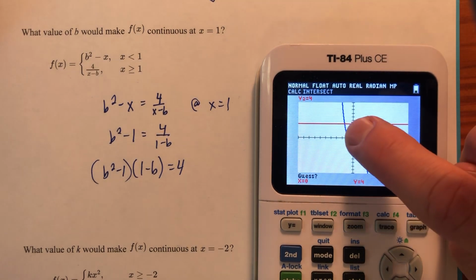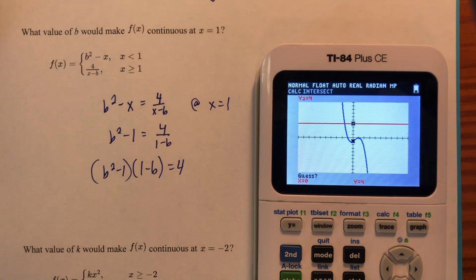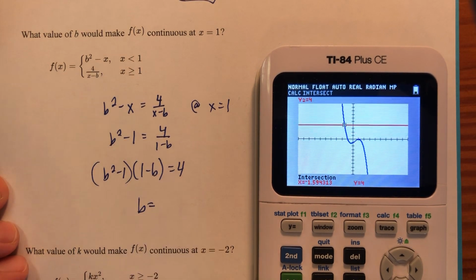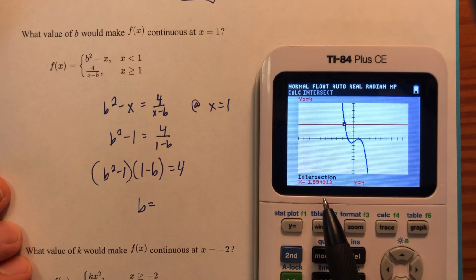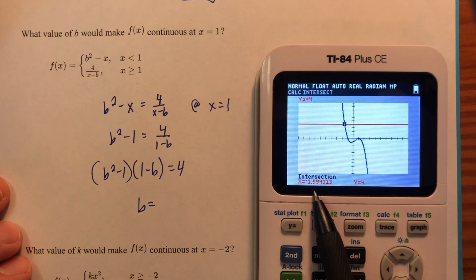Usually we just need to be near it. If there's more than one point of intersection, it's more beneficial if you're closer to it. This is the only point of intersection, so let's just press enter. When it asks you to guess, it's just wanting a good starting point based on the way it computes this. So, final answer is b equals, and we will use 3 decimal places, it's this x value right here, negative 1.594.